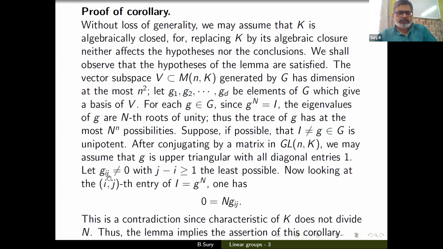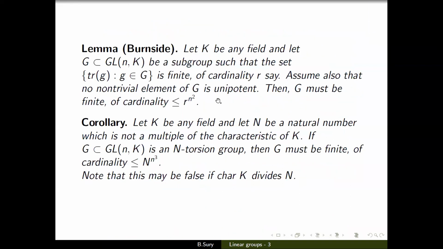Once you do this, the shortest proof will be to look at an entry g_ij which is not equal to 0 with j minus i smallest possible. Remember, it's upper triangular. Now looking at the ijth entry, you get this condition. Here is where the characteristic plays a role. This is a contradiction since the characteristic does not divide N, and g_ij is not 0, but N times g_ij is. So in other words, your group G cannot contain non-trivial unipotent matrices, and then you can apply this.